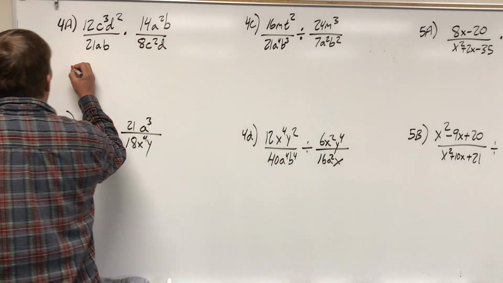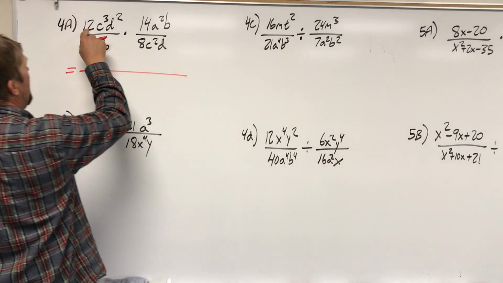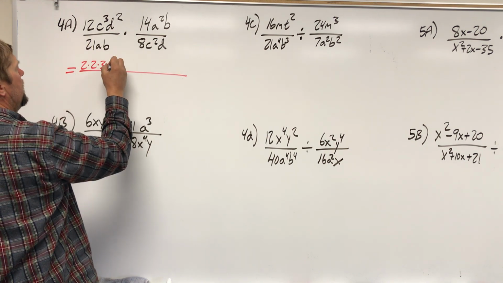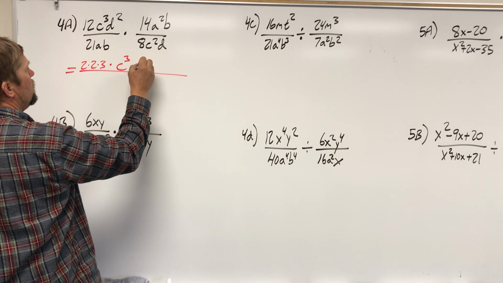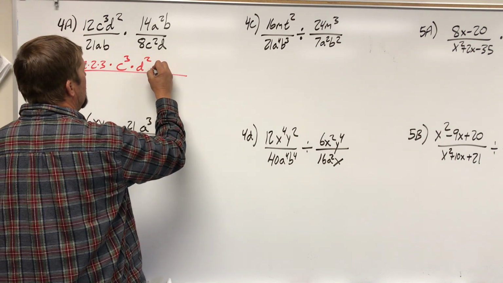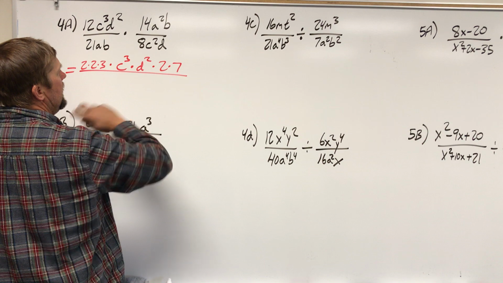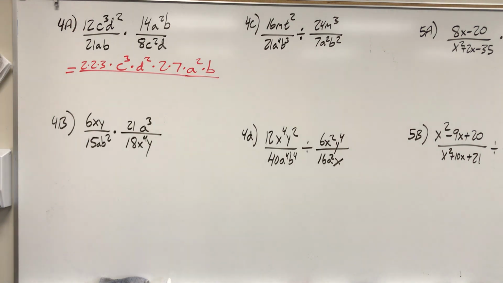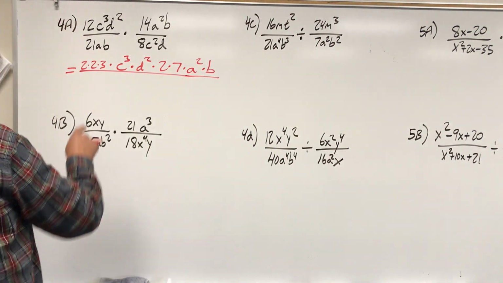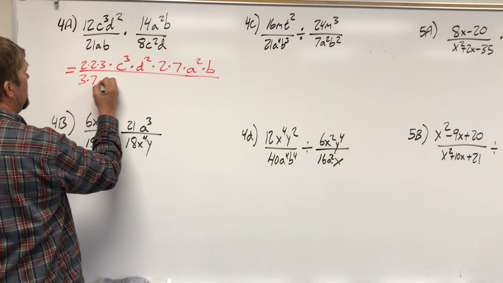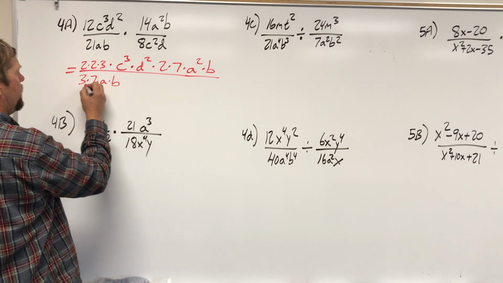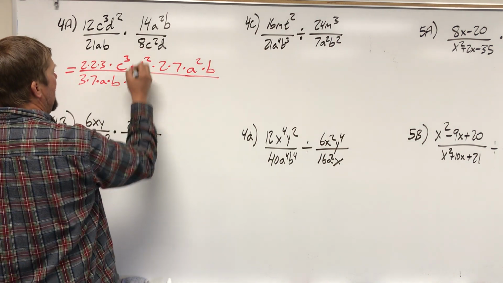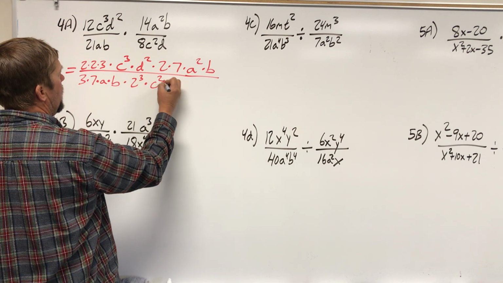Okay, so for example, in 4a here, you have factors of 12, which of course are 2 times 2 times 3. You've got 3 factors of c. You've got 2 factors of d. You've got another 2 and a 7 for 14. You have an a squared and you have a b. Okay, so all of those factors are in the numerator. The denominator has a 3 and a 7, an a and a b. Now I always like to put times signs in between, kind of separates the factors out like this. And we have a 2 cubed, c squared, and a d.